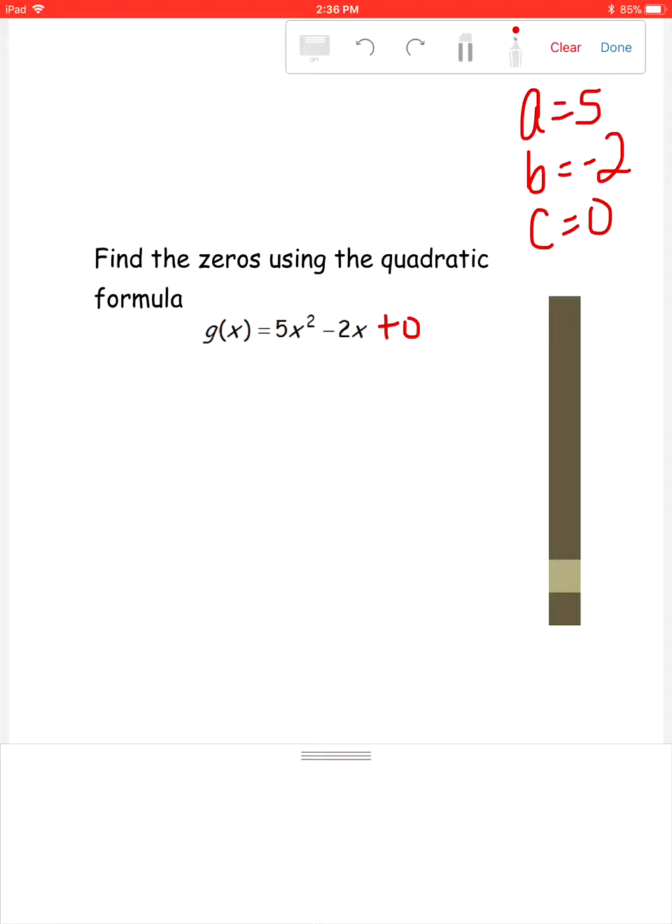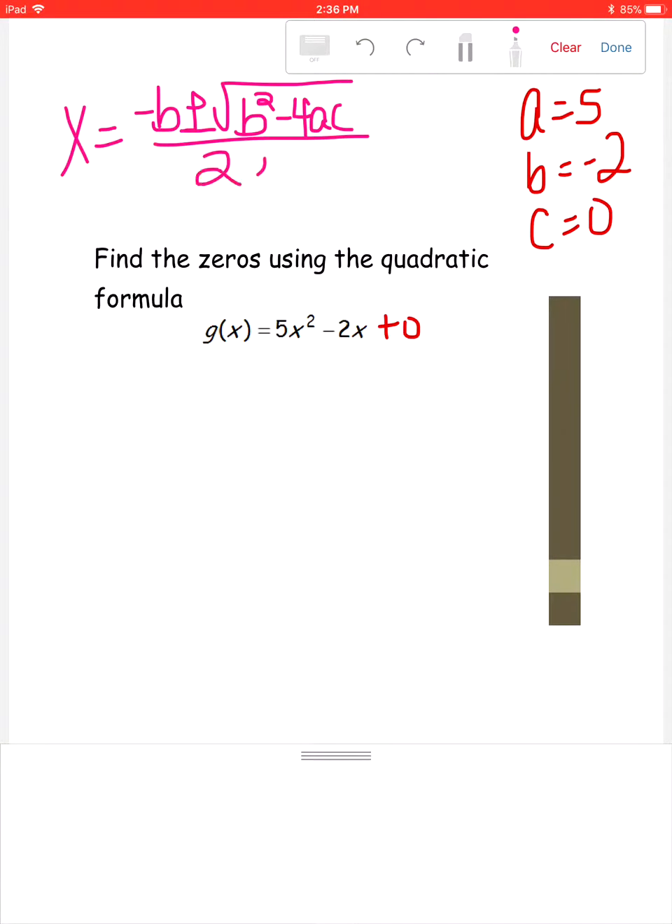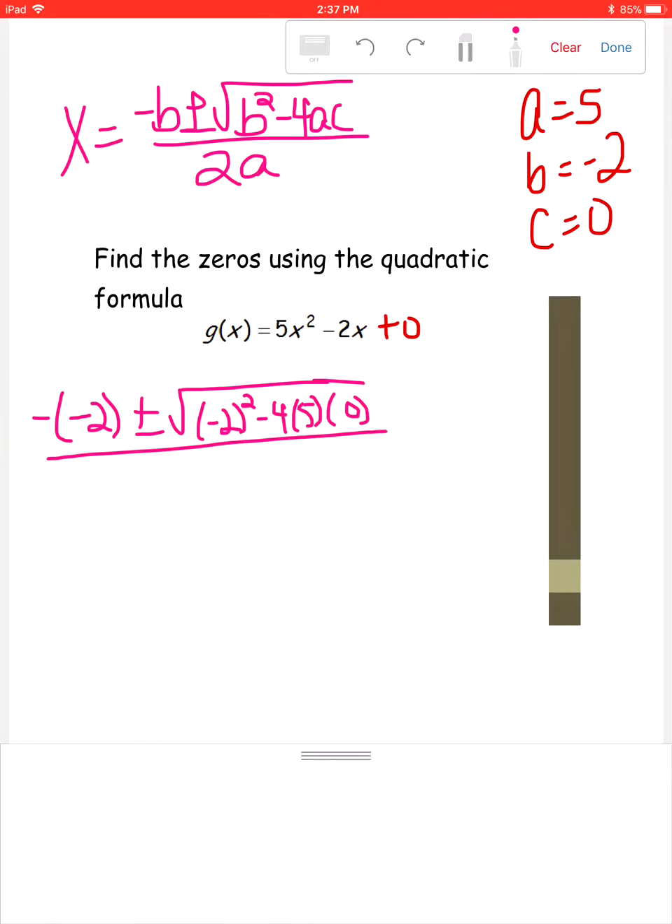And then if you need to, write out what the quadratic formula is. So x equals negative b plus or minus the square root of b squared minus 4ac all over 2a. And we're just going to plug this information in. So the opposite of negative 2 plus or minus the square root of negative 2 squared minus 4 times 5 times 0 all over 2 times a is 5.